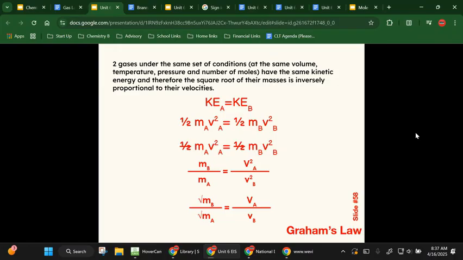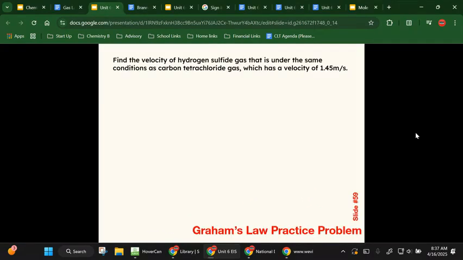What did I just tell you? Meters per second. So, if you have any problem with meters per second, what is the only formula out of everything here that we can use? This one. It is the only formula that involves velocities. Find the velocity of hydrogen sulfide gas that is under the same conditions as carbon tetrachloride gas, which has a velocity of 1.45 meters per second.